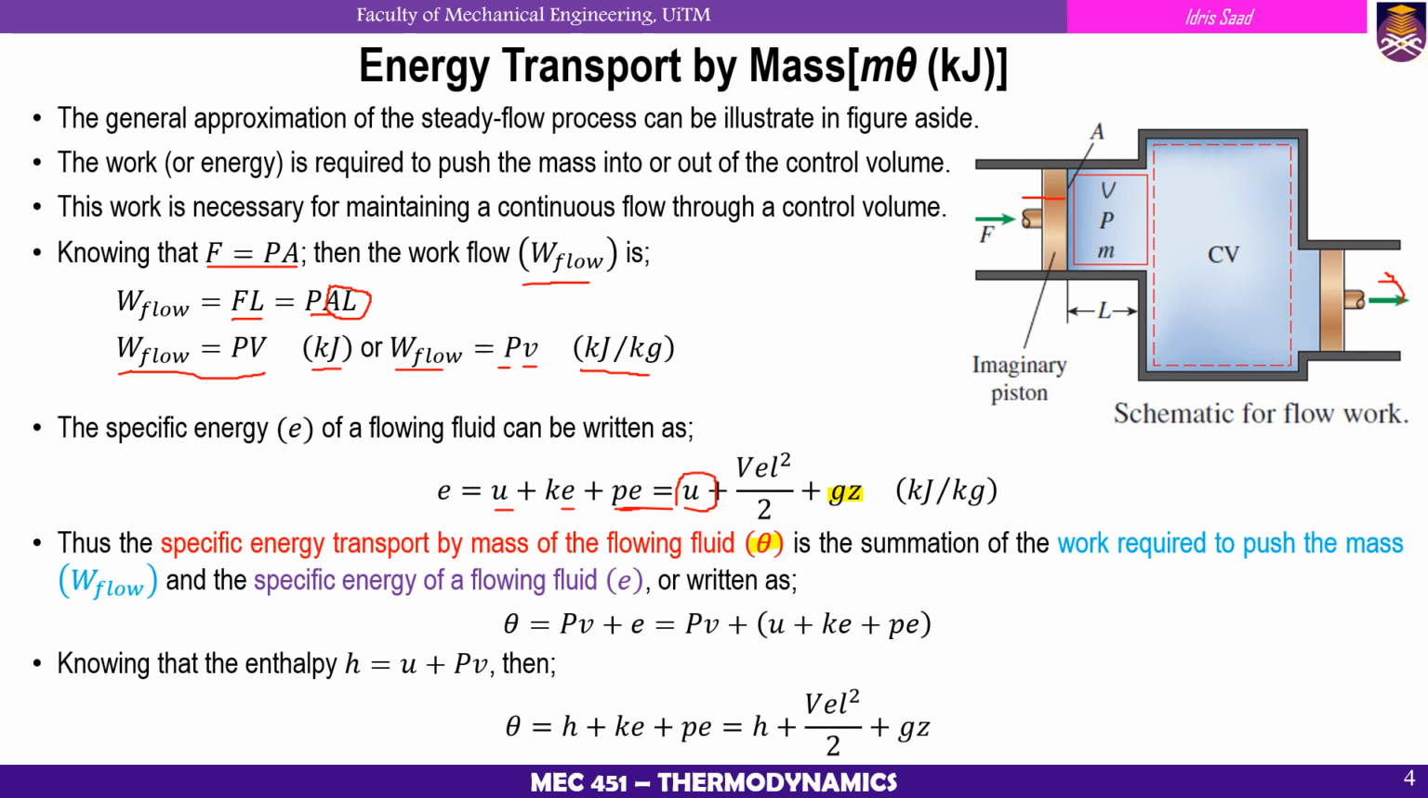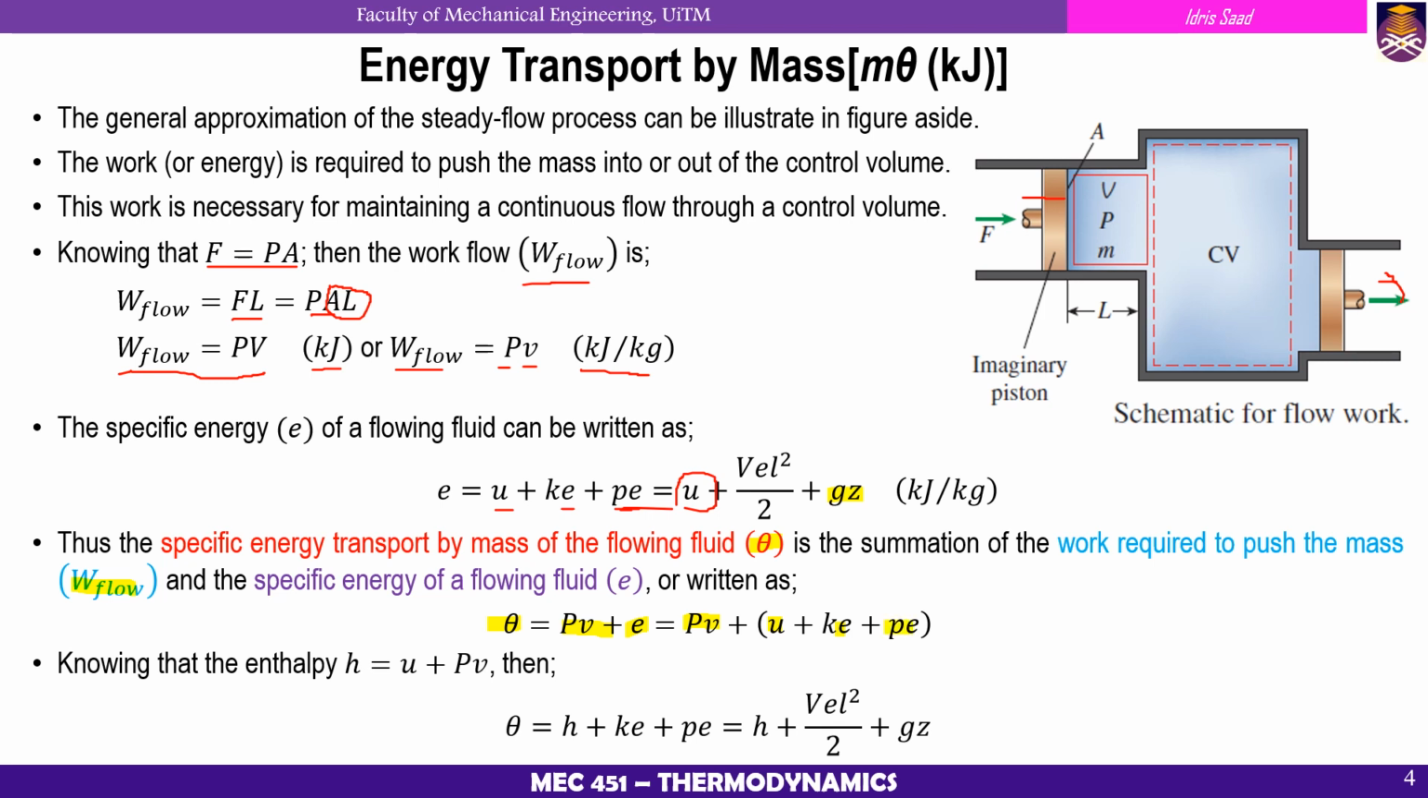So, theta is the symbol for the mass flow energy. It is the summation of the work required to push the mass flow, or the flow work, and the specific energy. The equation can be written as theta is equal to PV plus e, so PV plus u plus KE plus PE.